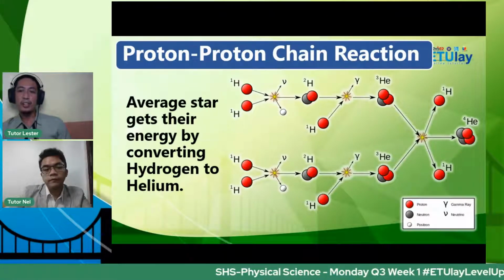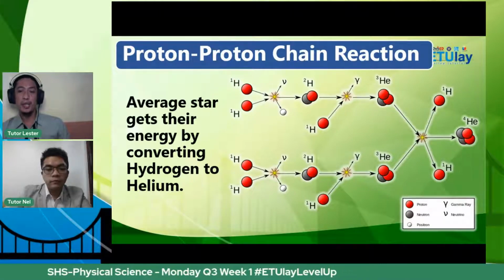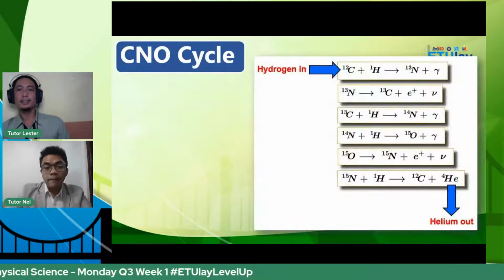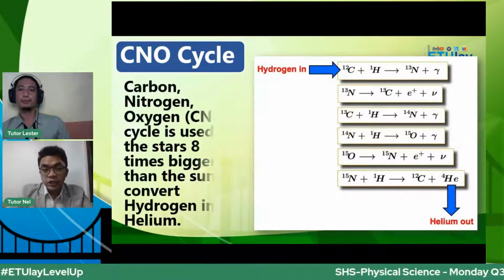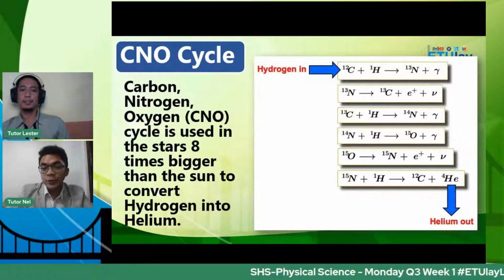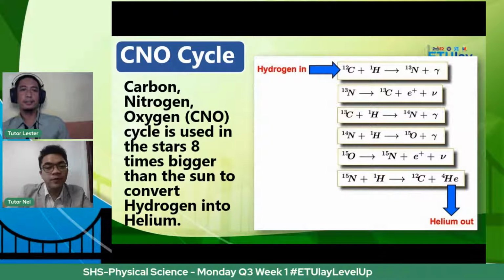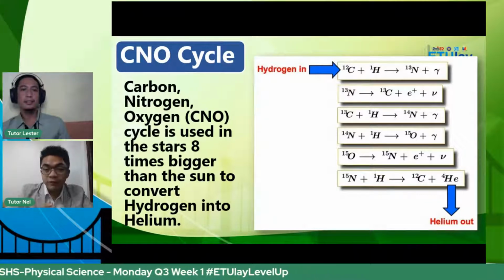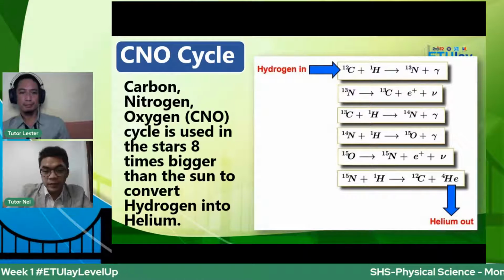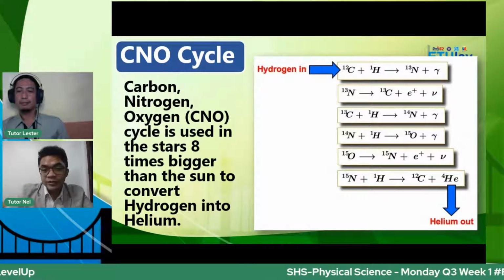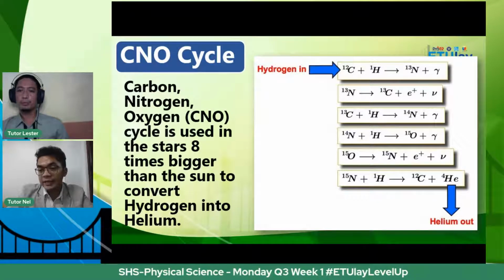How about for the stars that are bigger than our sun? So how do these stars produce energy? Ayan. Para naman sa mga stars na mas malaki pa sa average stars, they use what we call the CNO cycle to produce helium as shown in the process. Carbon-12 fuses with hydrogen to form nitrogen-13. Hindi stable ang nitrogen-13, so it disintegrates into carbon-13 and an electron.